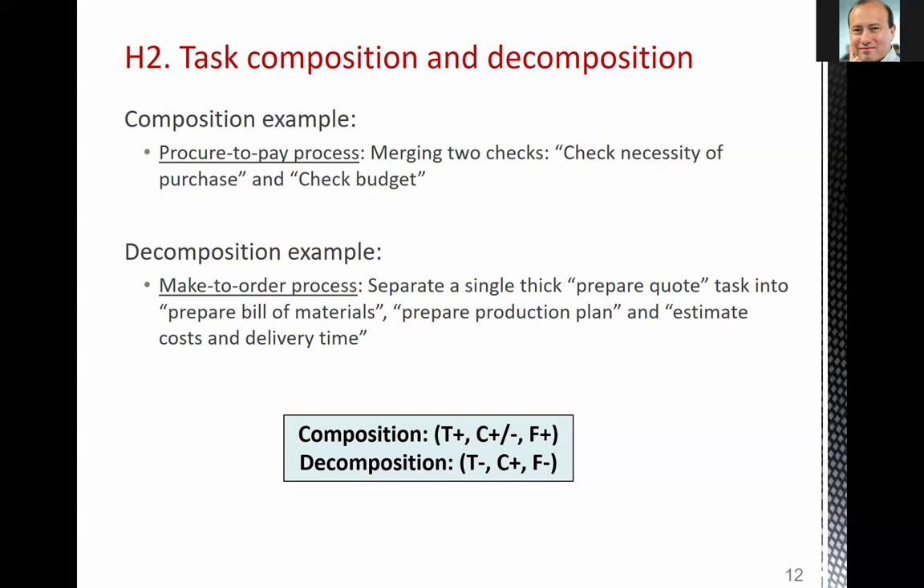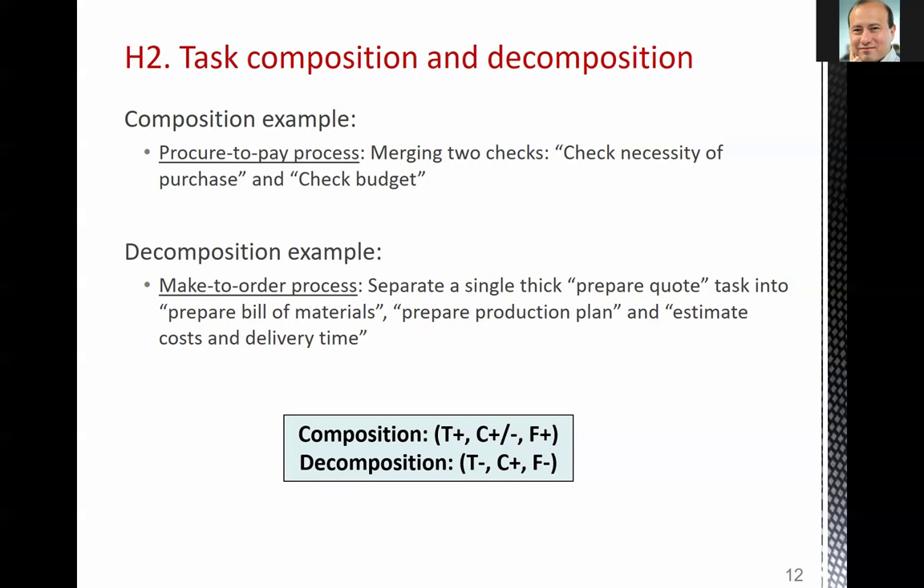More generally, composition, when you merge two tasks, will improve you in terms of time, but sometimes it can have a negative effect on cost. And decomposition will make you worse in time because you introduce a waiting waste in the middle, but it will make you more efficient in terms of cost, because you can have two specialized people doing the two separate tasks, and specialized people are usually more efficient, do things faster than generalist people. As I was saying, a sales manager can do negotiations much more effectively, much faster than the engineer will do. The engineer can be dedicated to preparing the production plan.